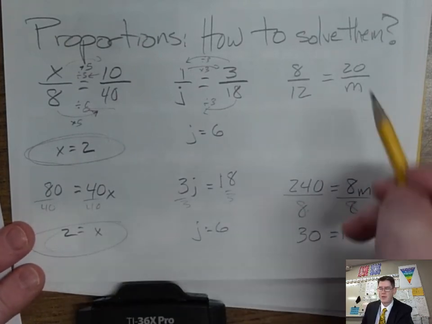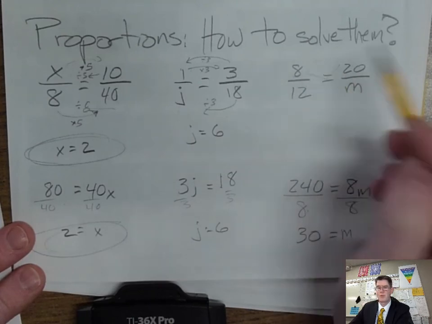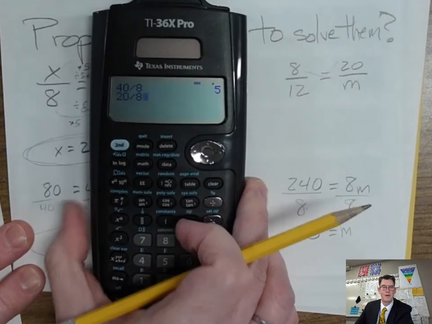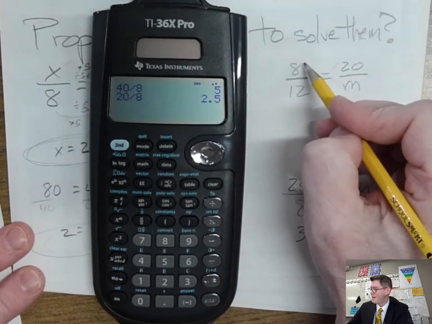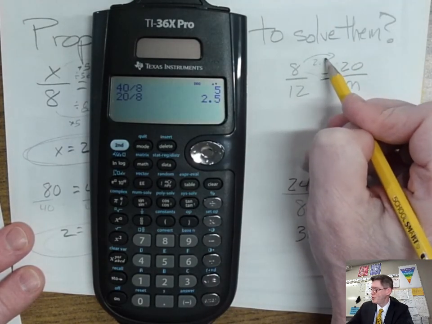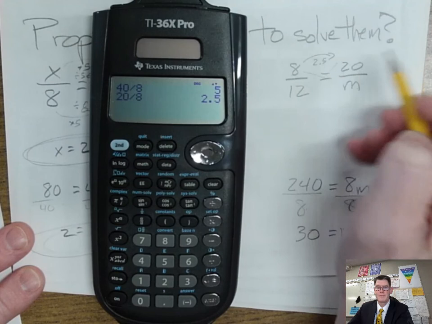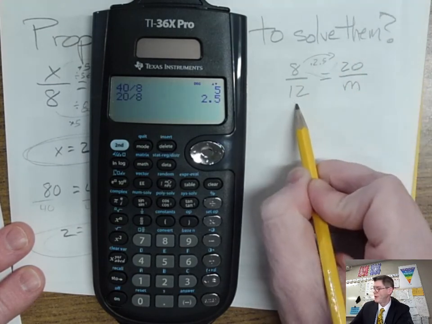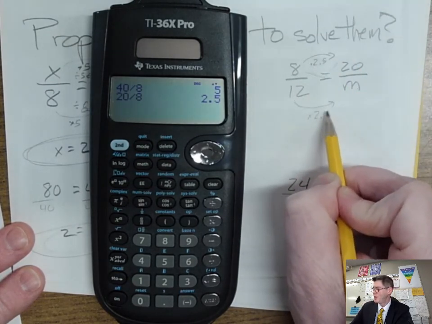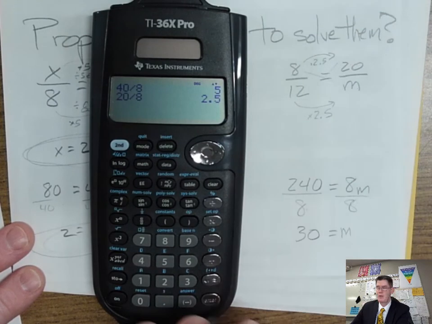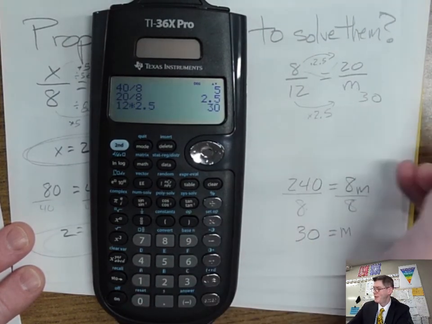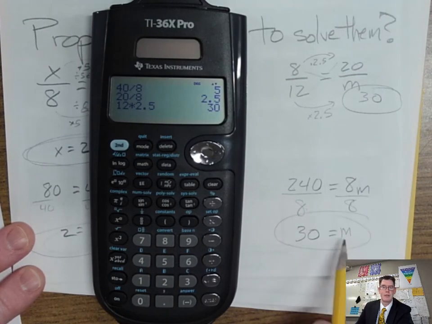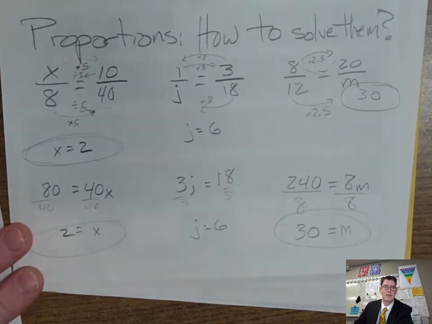Now that I've shown you that this cross multiplication works, we can work out this problem the first way I showed you. So it's 2.5. 8 times 2.5 gave us 20. So then multiply 12 times 2.5. And when you multiply the 12 times 2.5, you're at 30. So the m is 30. Either way, you'll get the same number.